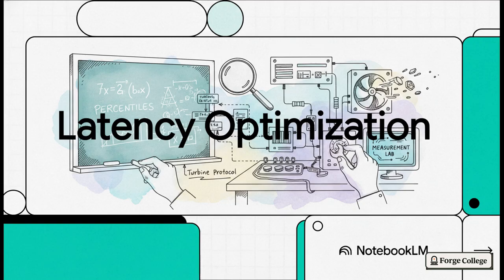We talked about percentiles, network tracing, and how Turbine shreds data into smaller pieces so it can fly across the network in parallel. But today we're moving from the chalkboard straight to the workbench. We're going to take those foundational theories and build a rigorous, actual measurement lab for the Turbine protocol.